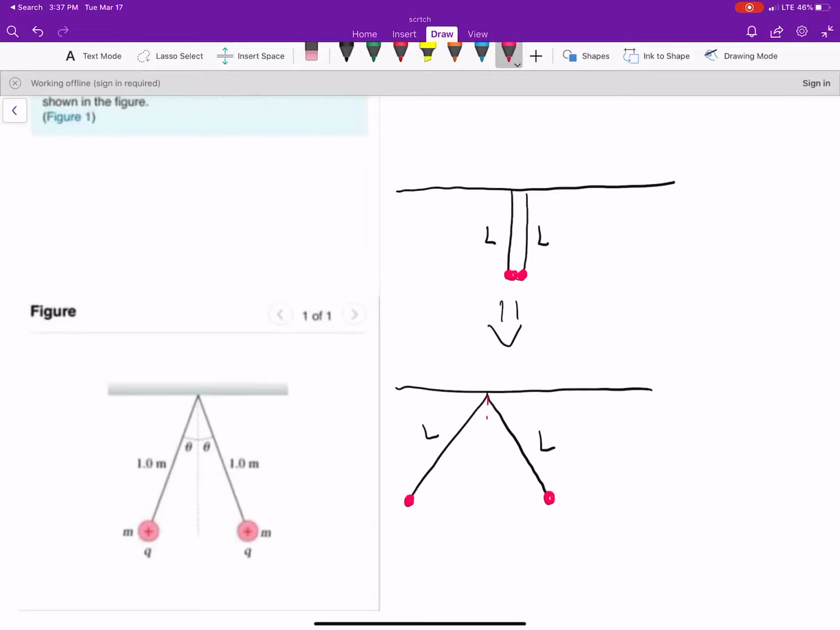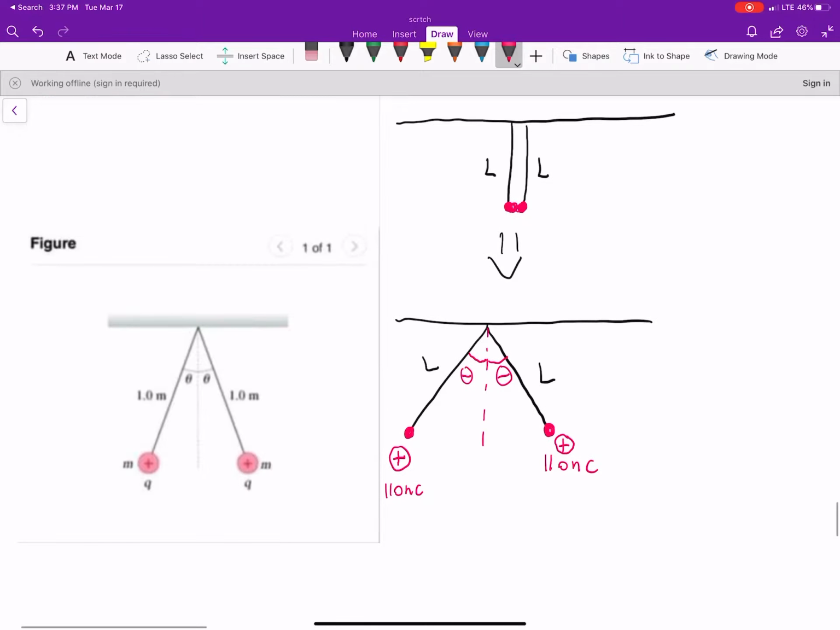And then they both have a positive charge of 110 nanocoulombs. So what that means is they're going to repel each other equally. So this angle is the same as this angle. Okay? They're both positive charges, so they repel. So we'll make sure we understand that. And now we're at our problem. So the question is, what is theta?